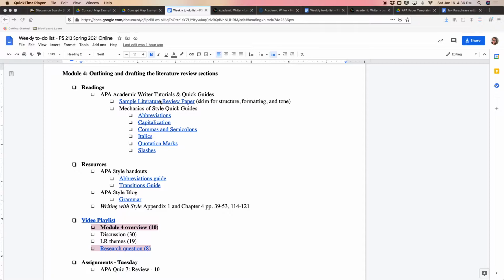So I have you look at one of the APA Academic Writer sample literature review papers. So this is meant to be published, but it still has a lot in common with the papers you're writing. And I want you to focus on the structure, formatting, and tone of that.